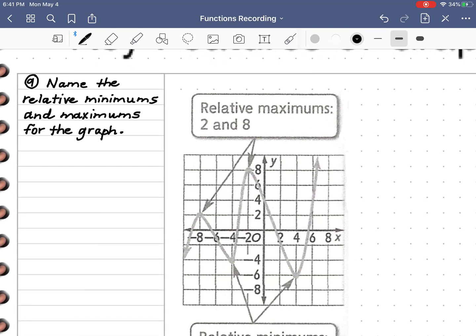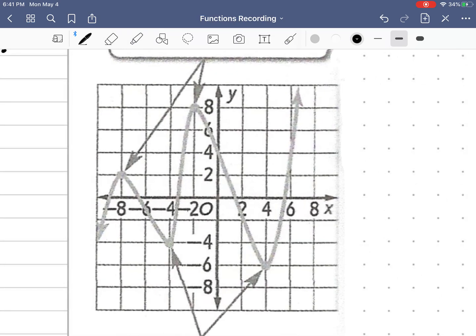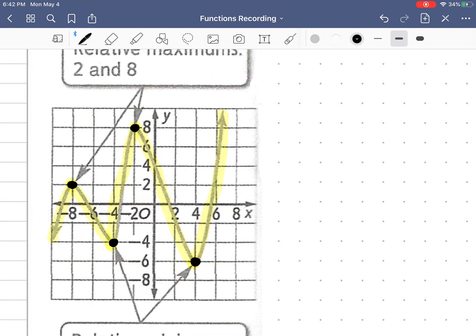Name the relative minimums and maximums for the graph. Now, this graph is extremely hard for me to see. I should have done this in color, I think, but let me highlight the graph itself, and you might want to do this too so you can see exactly where this thing is going. It's something like that. So here is a maximum, there is a minimum, there's a maximum and a minimum, and so we're supposed to name those points.